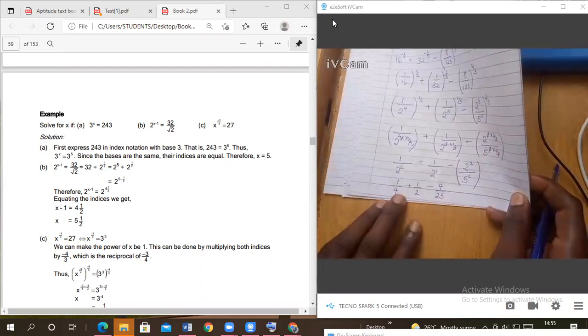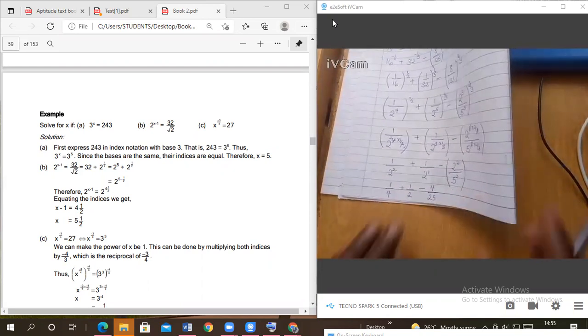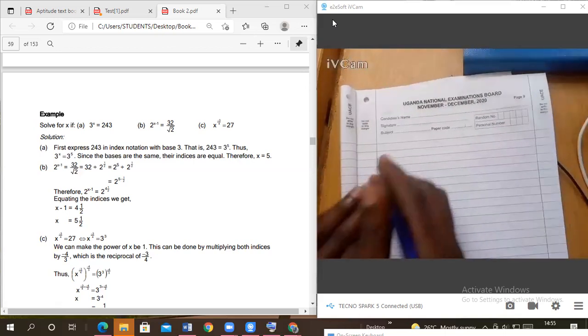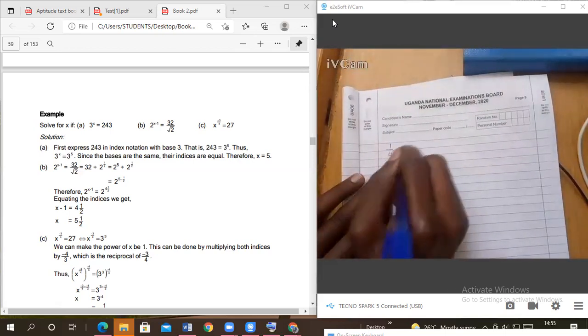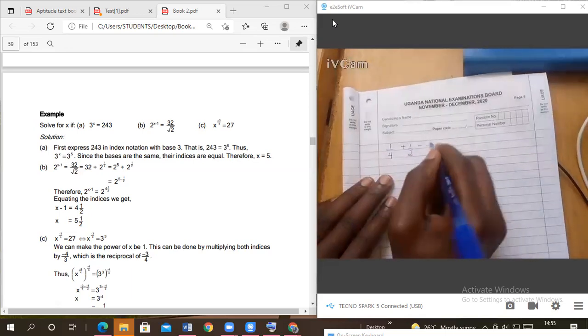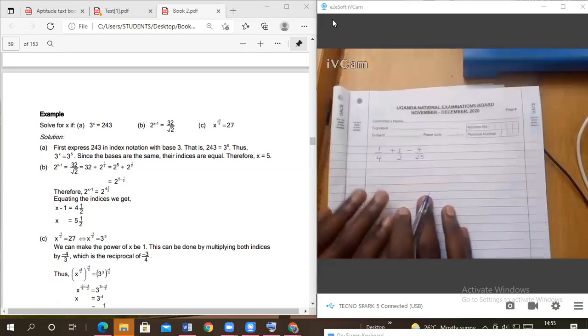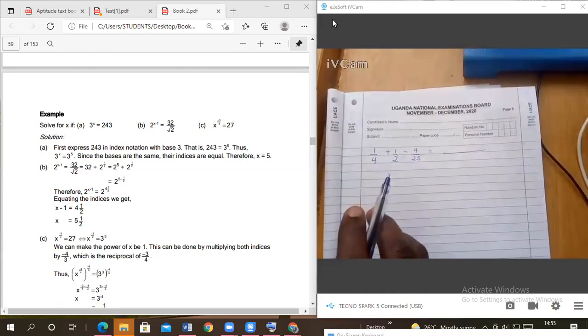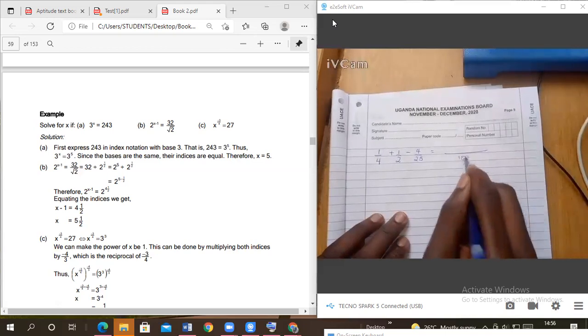This is a fraction. We get their LCM, right? Can you go ahead and simplify that, members? So we have 1 out of 4 plus a half minus 4 out of 25. So what is the LCM? What is the LCM of 4, 2, and 25? 100. So the LCM is 100.